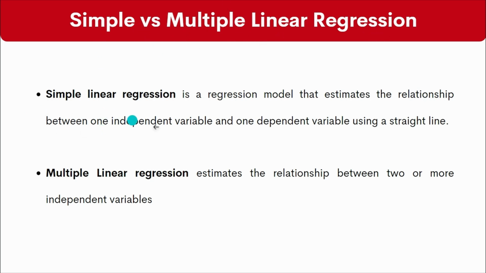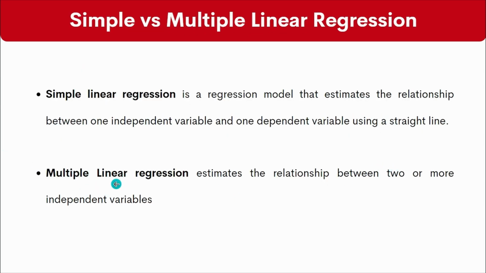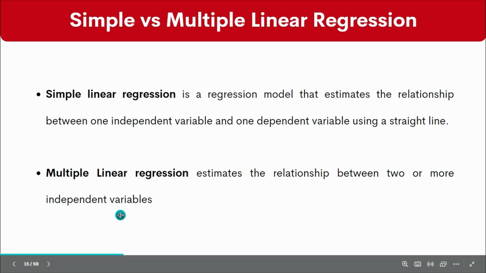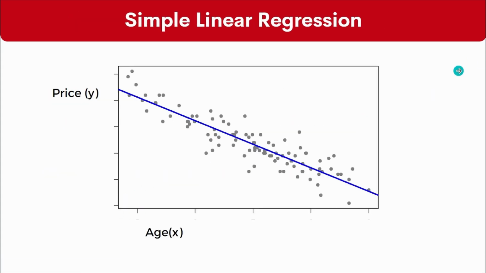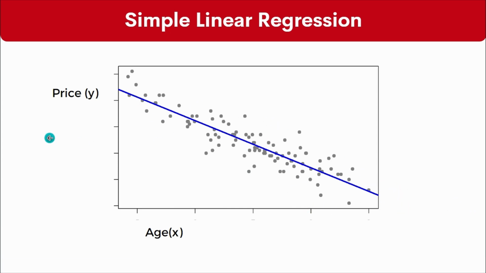Simple linear regression is a regression model that estimates the relationship between one independent variable and one dependent variable. It's 1 versus 1 using a straight line like we had here. If you have multiple features, then it finds the relationship between 2 or more independent variables and one dependent variable, which is your target. In simple linear regression, this is age versus price. When the age of the car increases, the price is obviously going to drop, and we can have a straight line like this. With that, we can use the straight line to get answers.